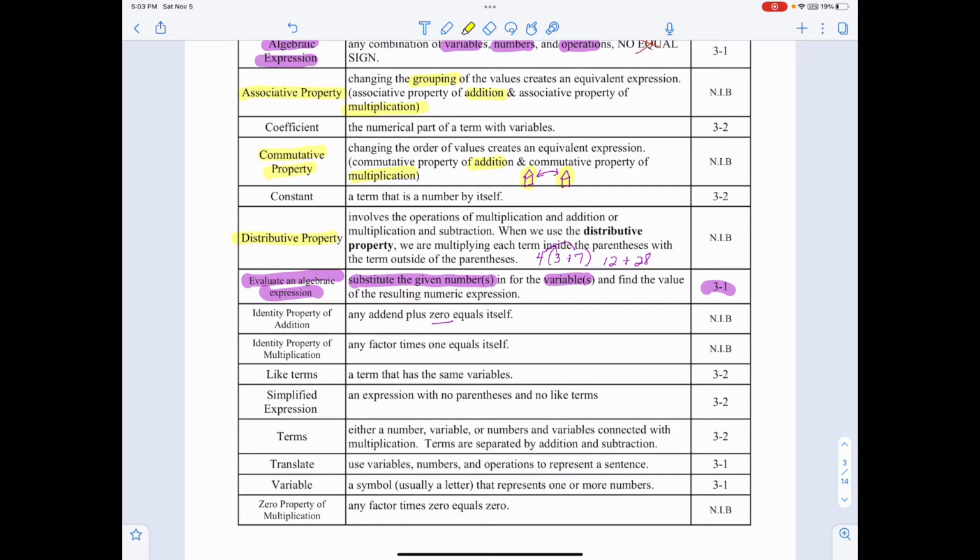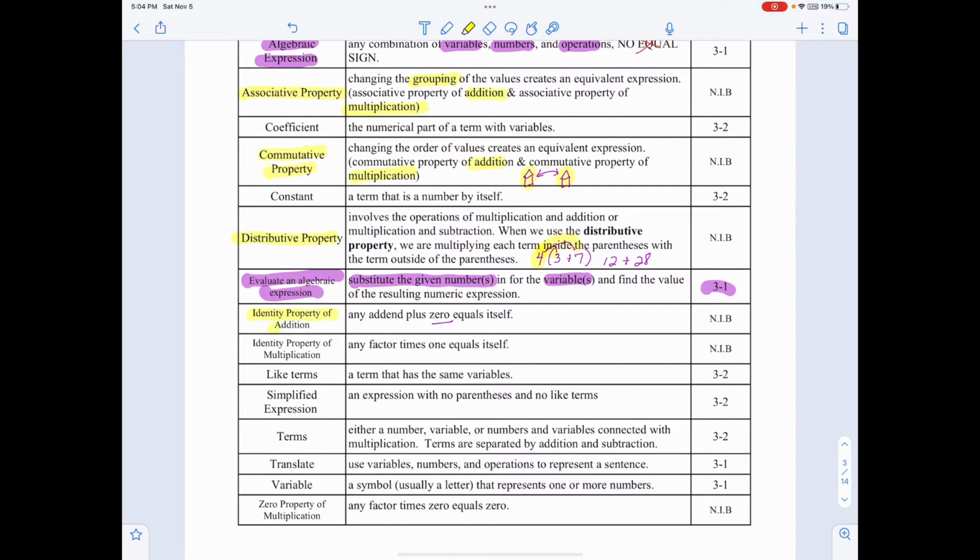Distributive property says that when we have a term on the outside of parentheses, we can distribute that to the inside and do 4 times 3 plus 4 times 7, and that's the same thing as 4 times the quantity of 3 plus 7.